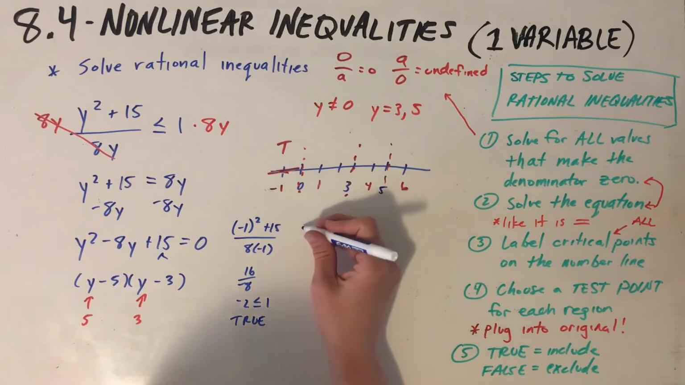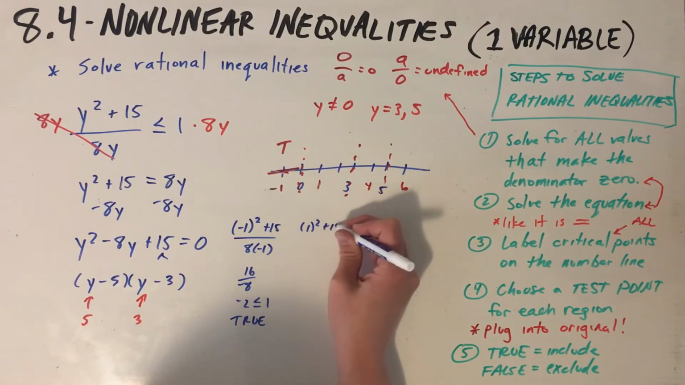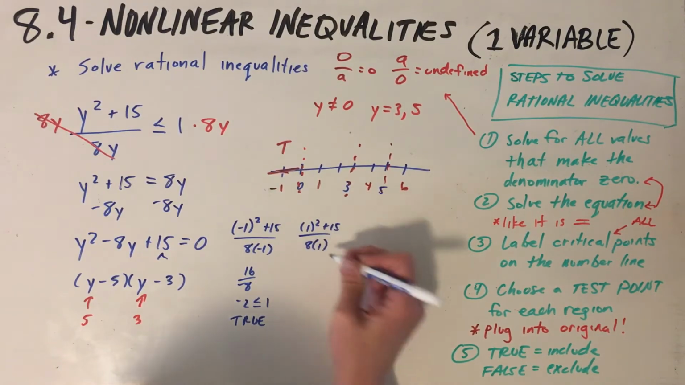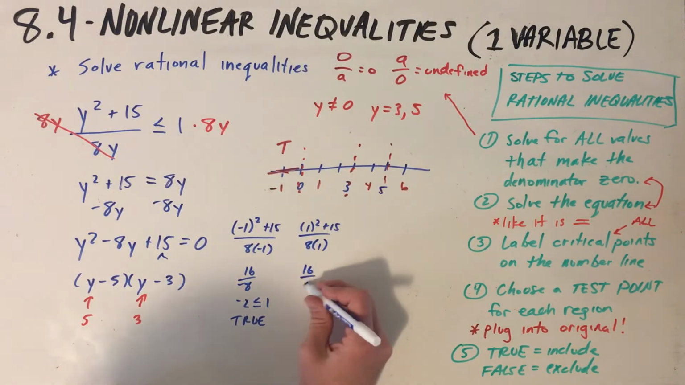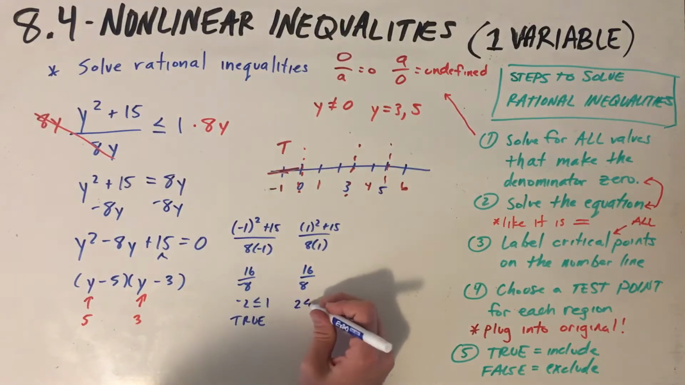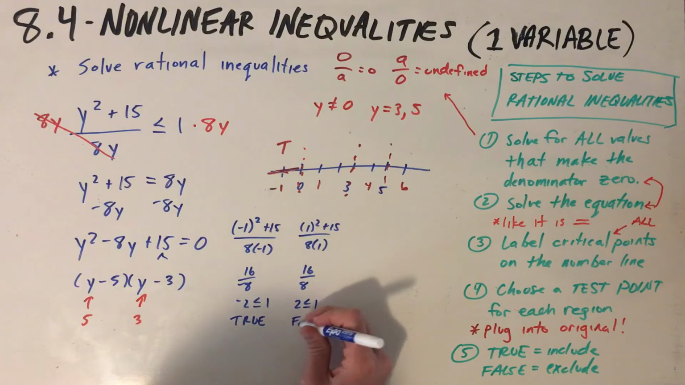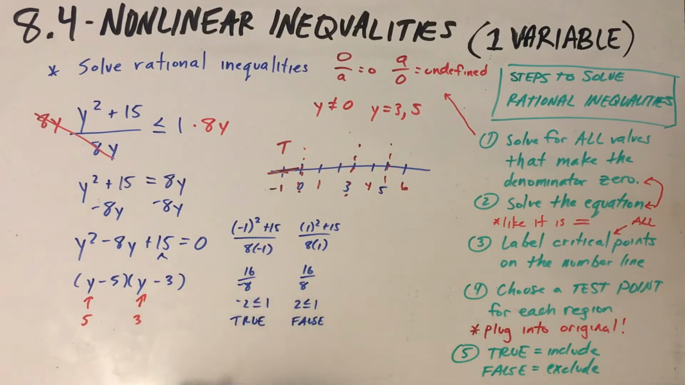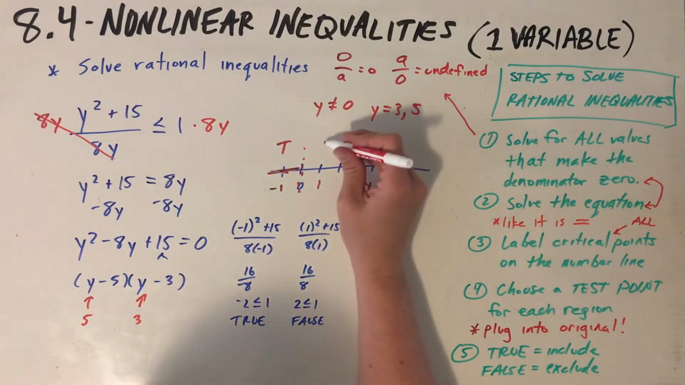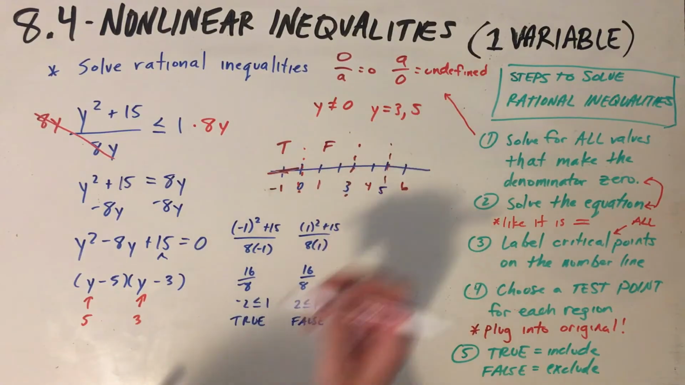We're going to plug in 1 now. And we're going to get almost the same thing. 16 divided by 8. And we get that 2 is less than or equal to 1. Well, 2 is greater than 1. So this is false. And we're going to say, no, stuff in this region is false.